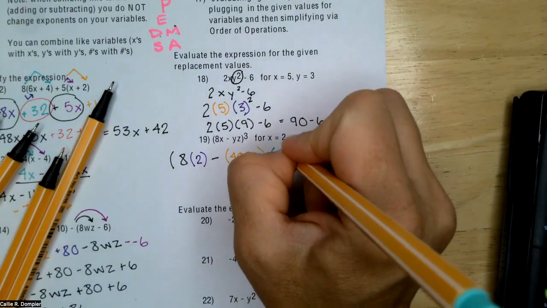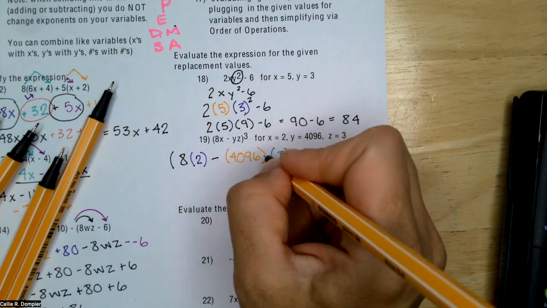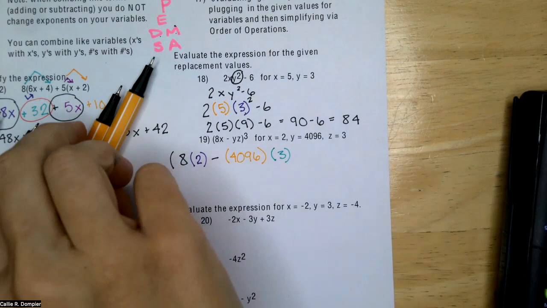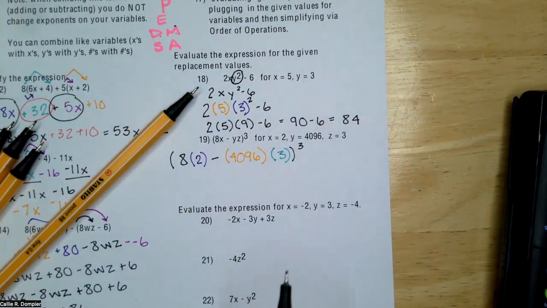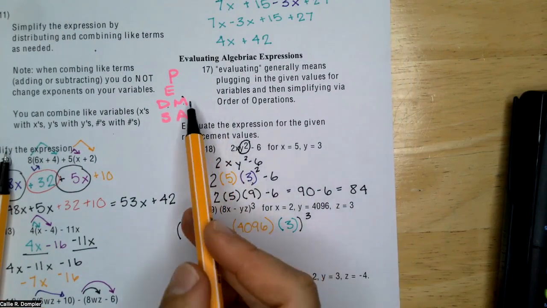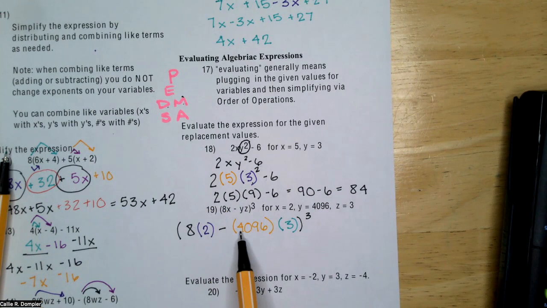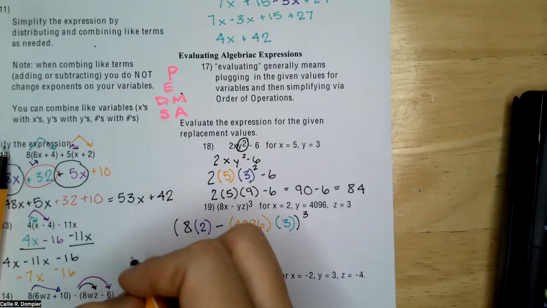Z is 3. So we're going to take y, multiply it by z, but y is 4,096 and z is 3. And raise all of that to the third power. But you might think I need to do the exponent now because it's the second thing, but the first thing is parentheses. So let's do all the parentheses first. Everything is inside the parentheses. The last thing we're going to do is raise it to the power of 3, okay? So just go left to right.